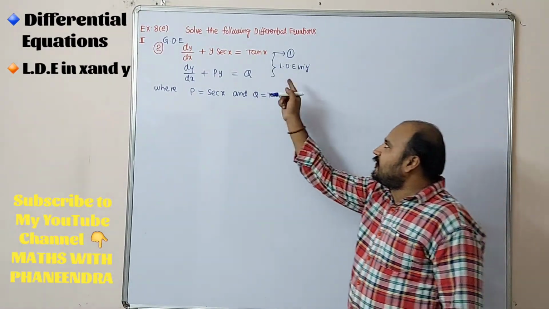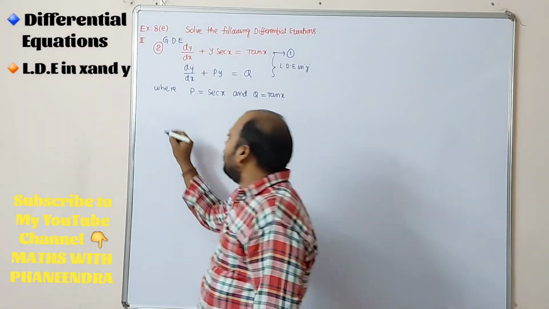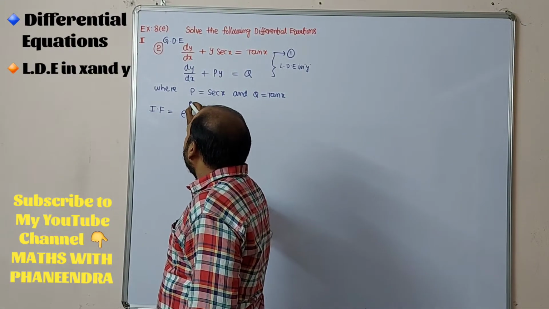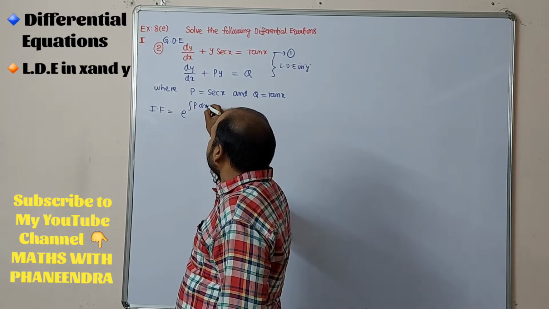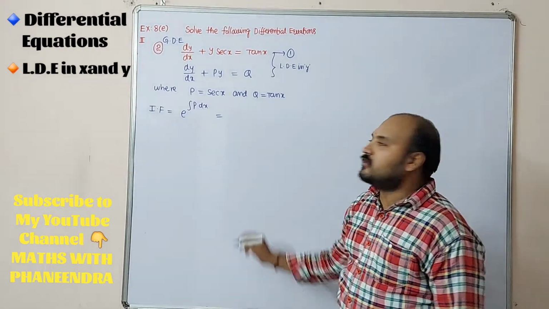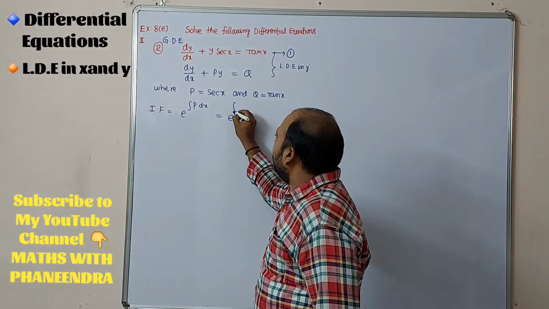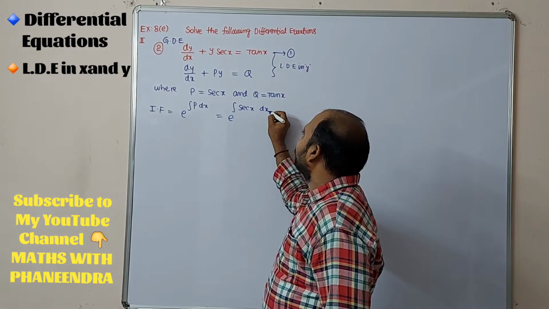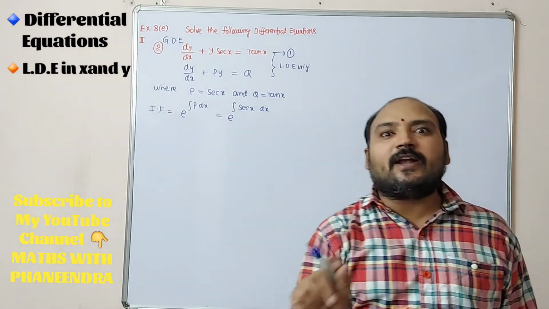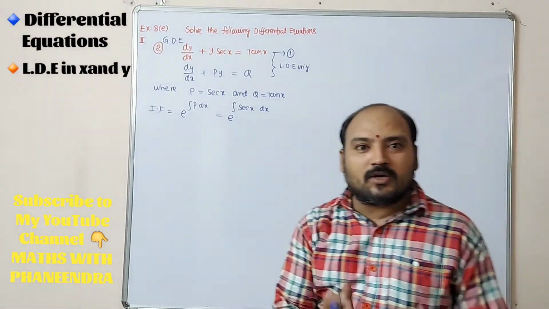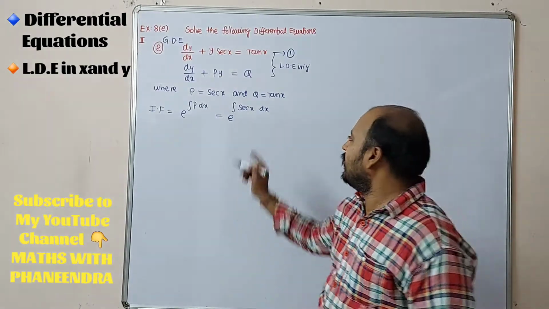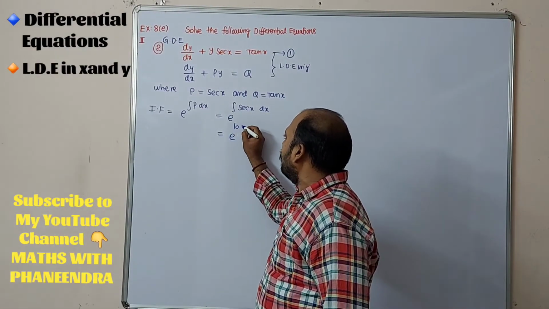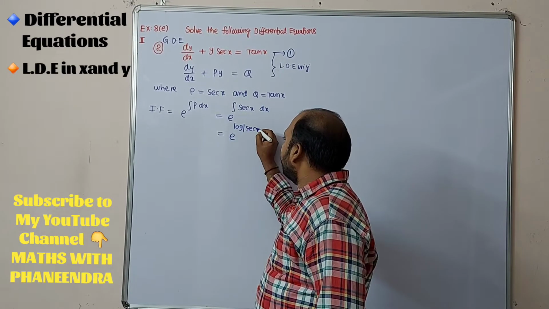So for the linear differential equation in y, what is the integrating factor? IF is e power integral P dx. So e power integral of P value, secant x, into dx. Integral secant x is log mod secant x plus tan x. So this is equal to e power log mod secant x plus tan x.